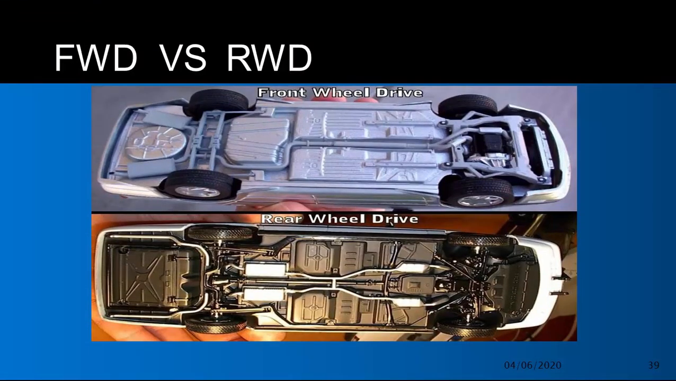It is a picture of the front wheel drive and the rear wheel drive. The first one is showing front wheel drive, the second one is showing rear wheel drive. You can see the difference between the FWD and the RWD.